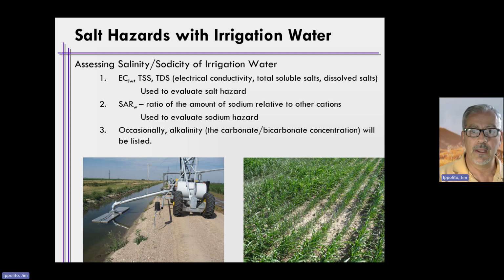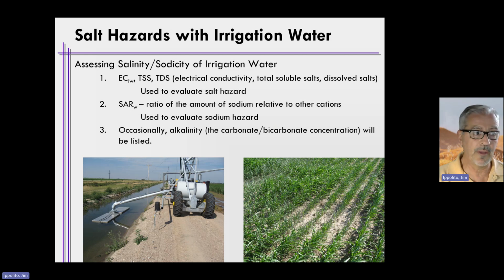So you can have an assessment of the irrigation water for electrical conductivity, with a subscript IW for irrigation water, or you can have a lab measure total soluble salts, that's TSS, or total dissolved salts. And you can find tables that tell you the level of hazard with these irrigation waters. Is it a salinity issue, for example? That's EC.